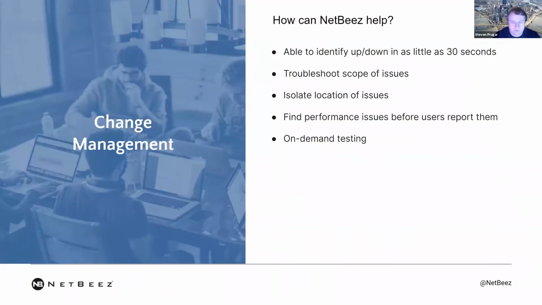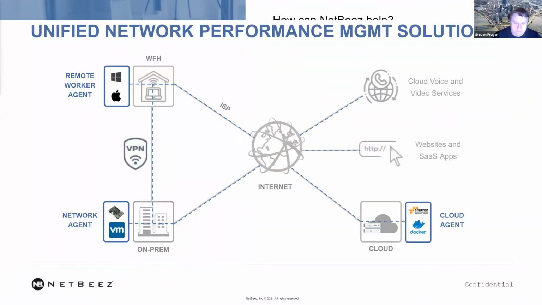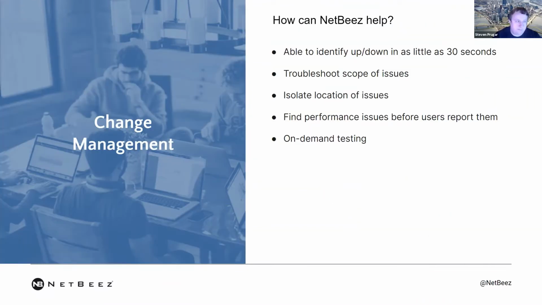So how can NetBeez help when it comes to change management? Well, a perfect example is what happened yesterday with Facebook, Instagram, and WhatsApp, which all went down for probably about 5 hours. NetBeez can detect that in a little under 30 seconds, typically 25, with 5x5 pings. That's very useful whenever you're making changes to the network. You can be notified of reachability very quickly, and that's just with the default configuration.